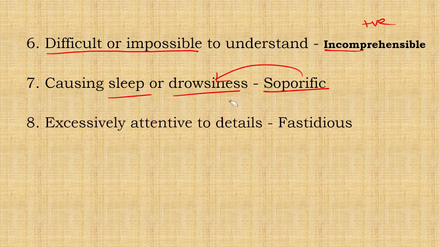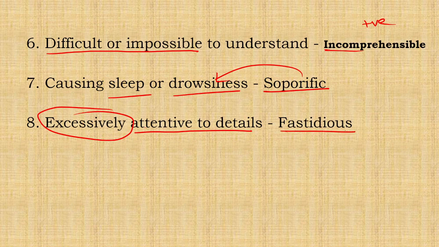Next one, excessive attention to detail. See, it is not just being attentive to detail, but it is nothing but excessive attentiveness. So this is called fastidious. It is just like OCD type of people. There are some people who don't take things lightly. Even if they understand the thing, they are very over conscious about it. So they say, why is it like that, why is it like this. So they are over attentive to some things.